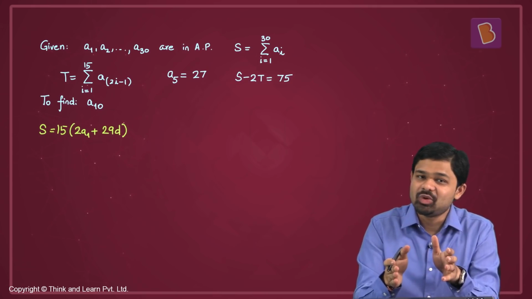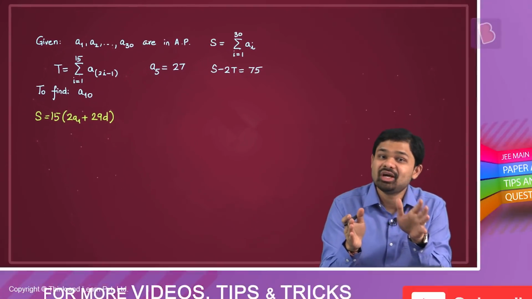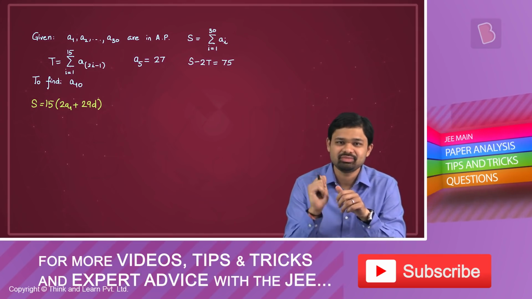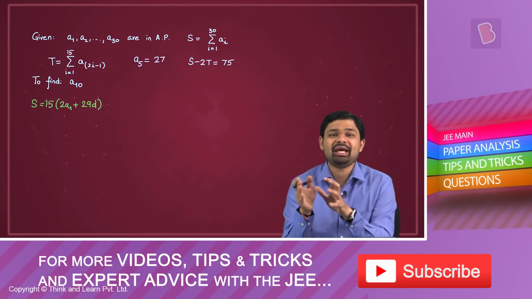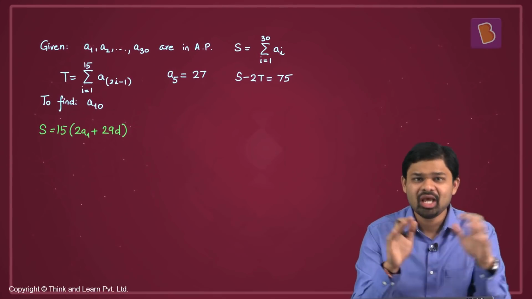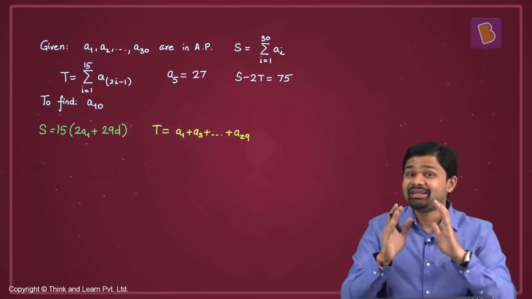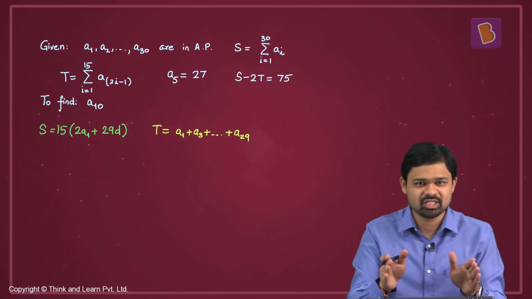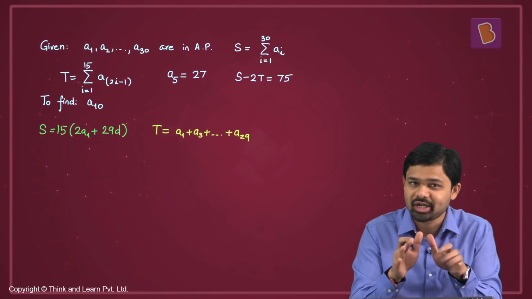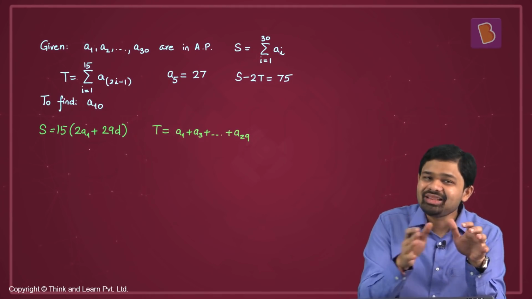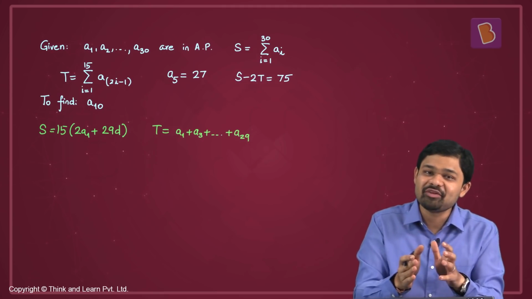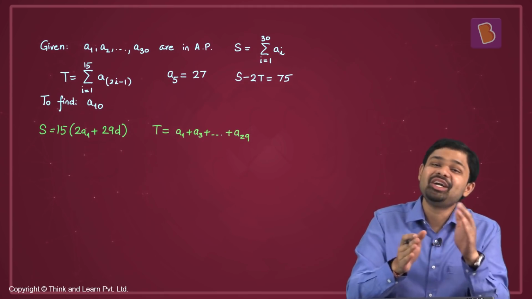So S equal to 15 times (2A1 plus 29D). N is 30, so 30 by 2 is 15. So 15 times (2A1 plus 29D), where D would be the common difference. Now, what is T? T is the sum of the odd terms, the first term, the third term, the fifth term, until the 29th term. So there are 15 odd terms. Now, are these odd terms in an AP? Of course they are. The common difference, however, is not D, but 2D.